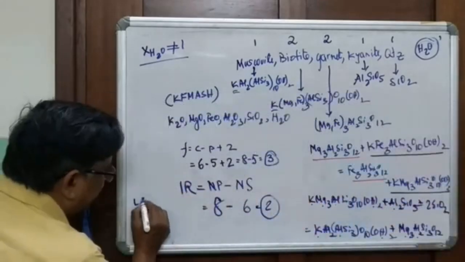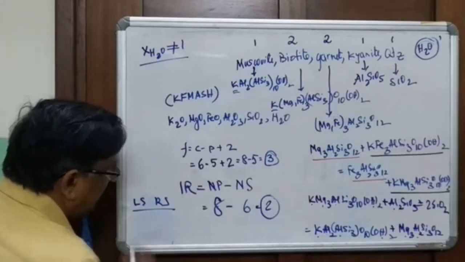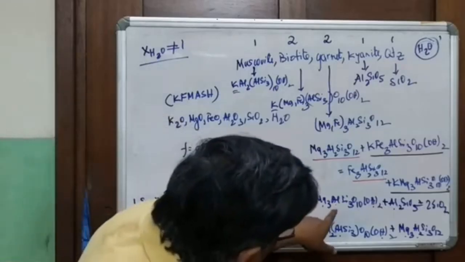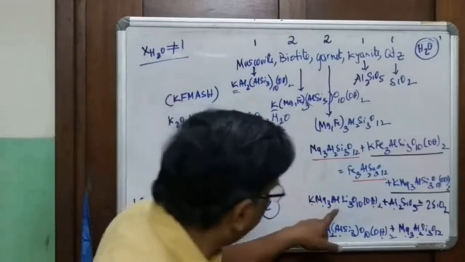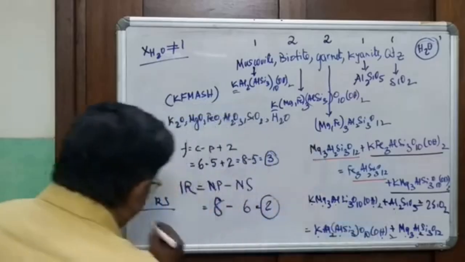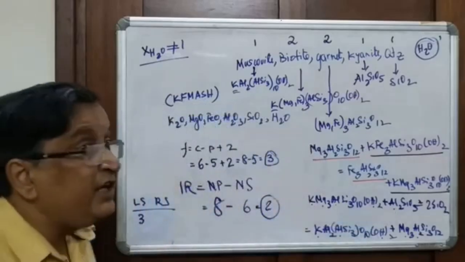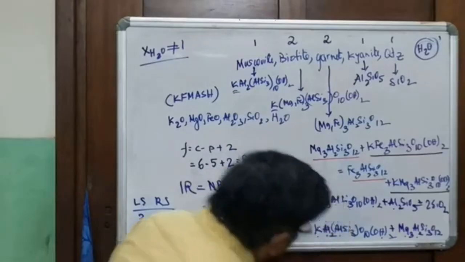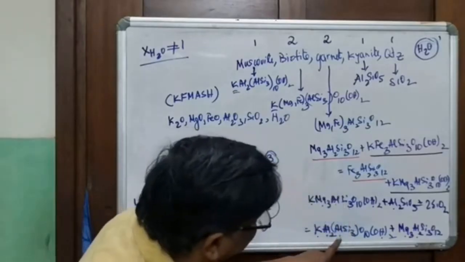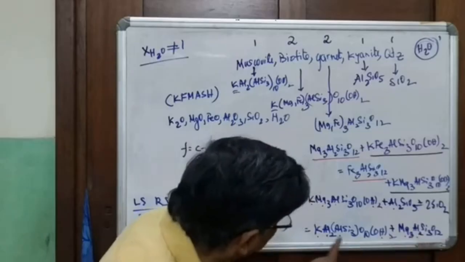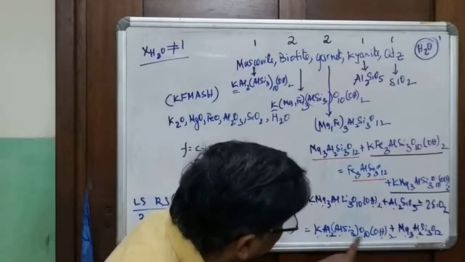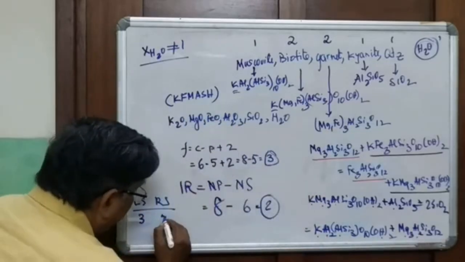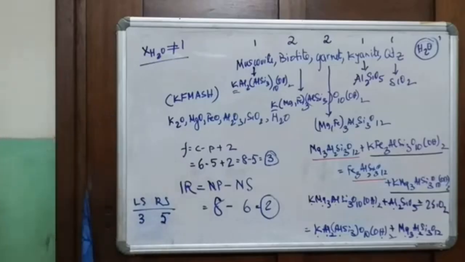This is left hand side, this is right hand side. How many aluminium is there on the left hand side? 1 plus 2, 3. How many on the right hand side? 2. See, this is missing. 2 plus 1, 3, plus 2, 5. Do you understand? So here is the mistake that I did.